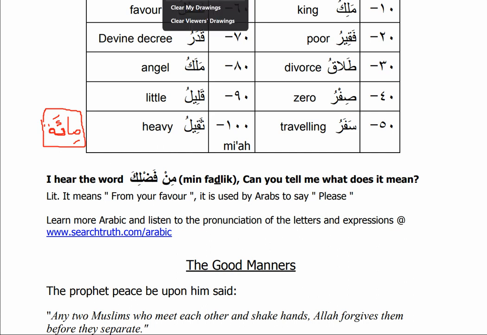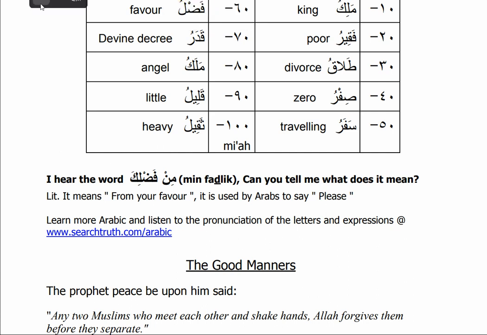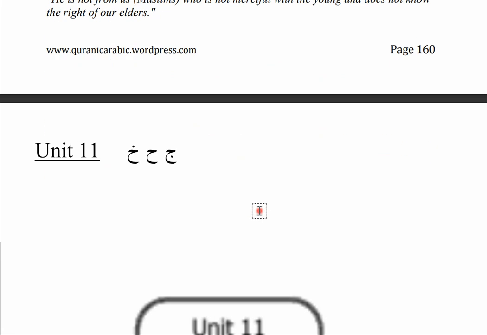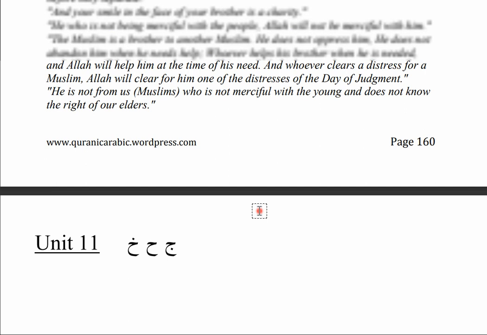Now in this lesson there is little information on min fadlik, means please. The Arab says if you want to say please in Arabic, you need to say min fadlik, and its literal meaning is from your favor. And there is a hadith of Sallallahu Alaihi Wasallam here, and then we have another lesson.